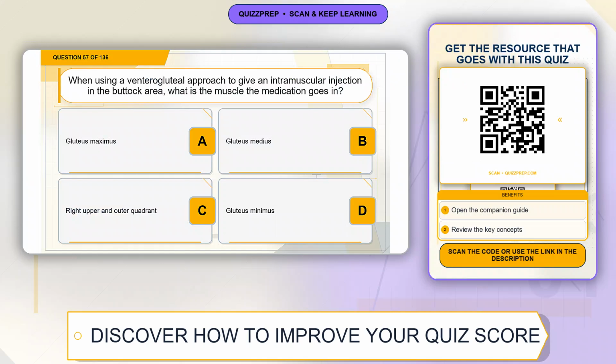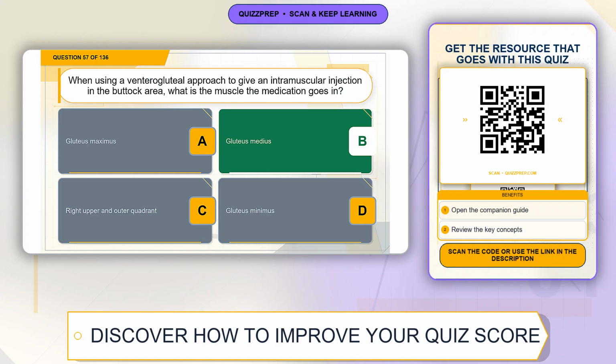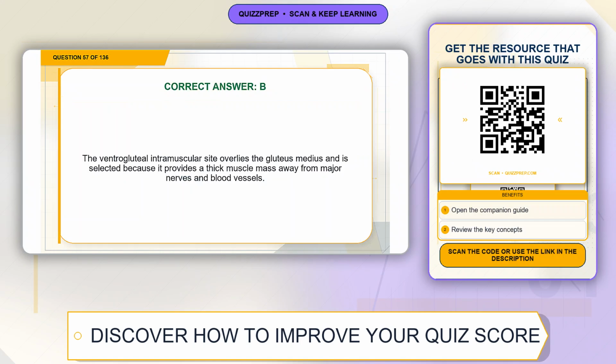Option D, gluteus minimus. The correct answer is option B, gluteus medius. Explanation: the ventrogluteal intramuscular site overlays the gluteus medius and is selected because it provides a thick muscle mass away from major nerves and blood vessels.